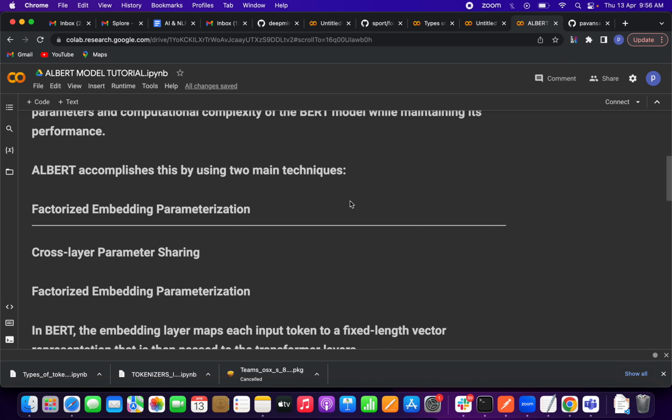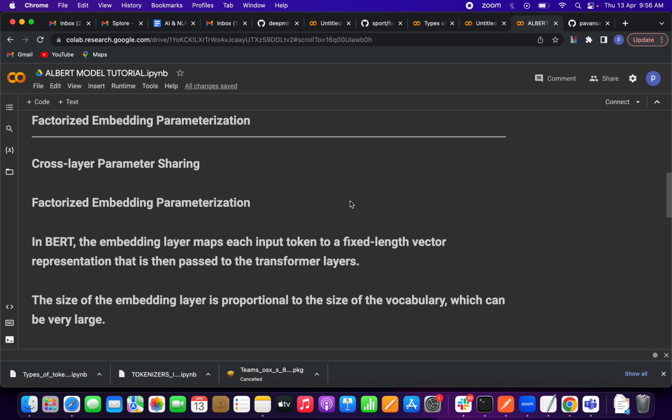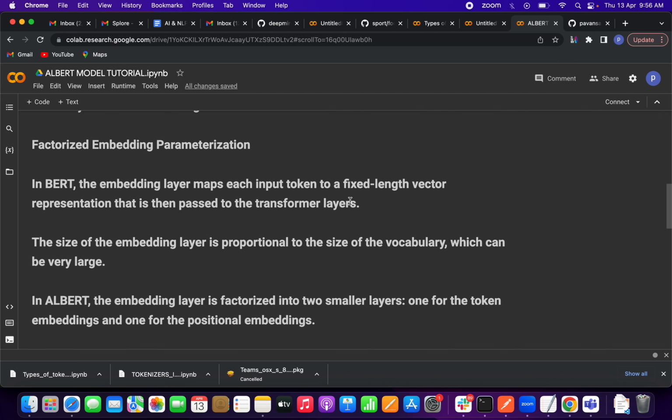One is factorized embedding parameterization. What is meant by factorizing embedding parameterization? Normally in the Bert model, each embedding layer has a fixed length vector. Suppose we give input, it goes to the embedding layer, then it is converted to embeddings. That is what is happening. It is a fixed length vector, and we can define that parameter like 512 or 256. But the embedding layer size can be proportional to the vocabulary. If our input vocabulary is very large, we have to increase the size, and due to this the model complexity will increase.